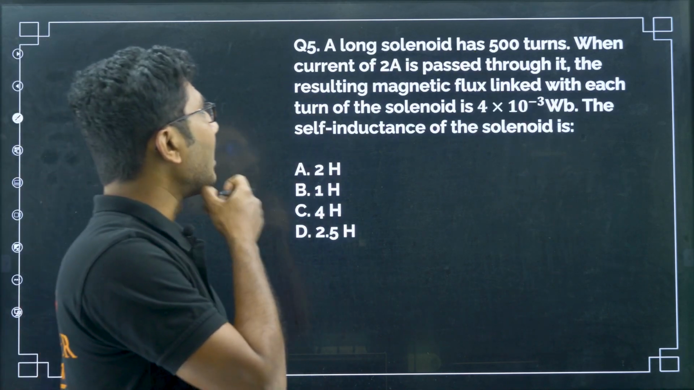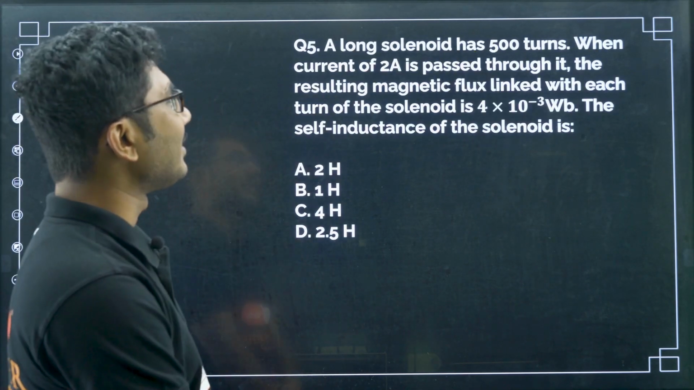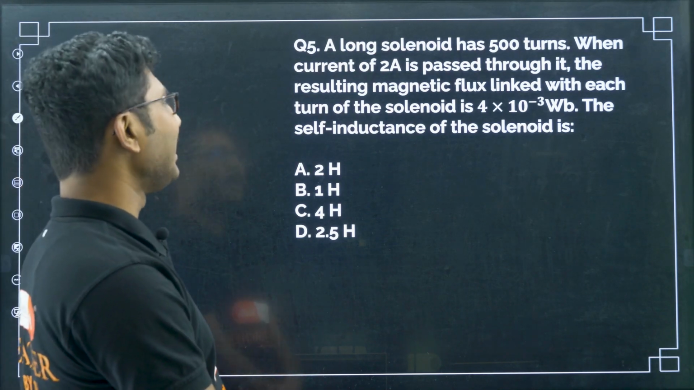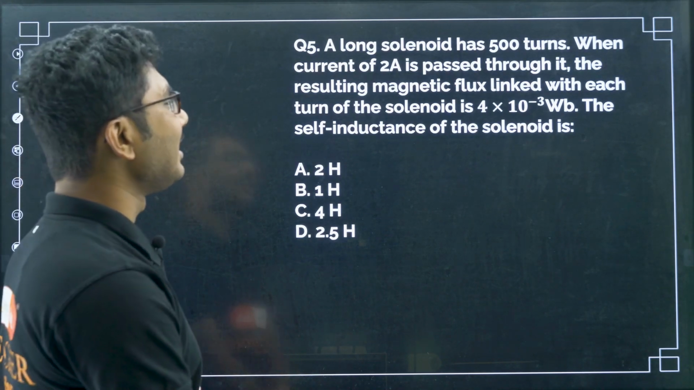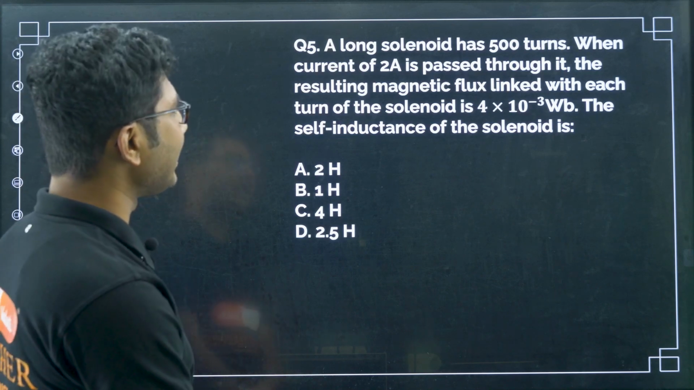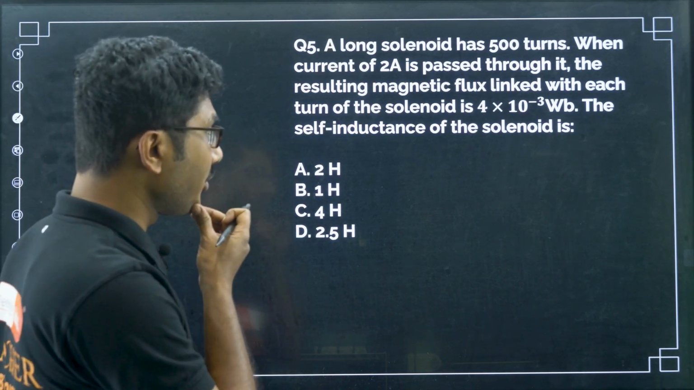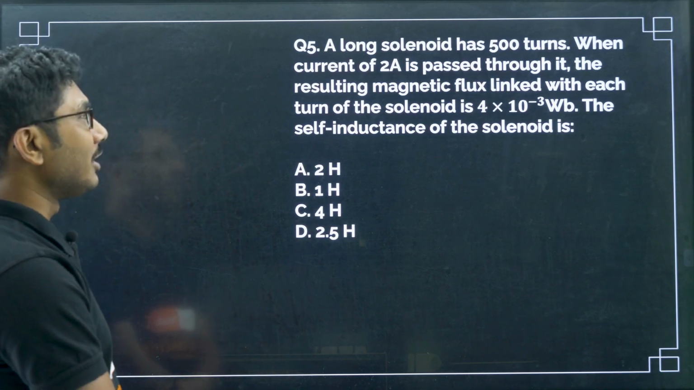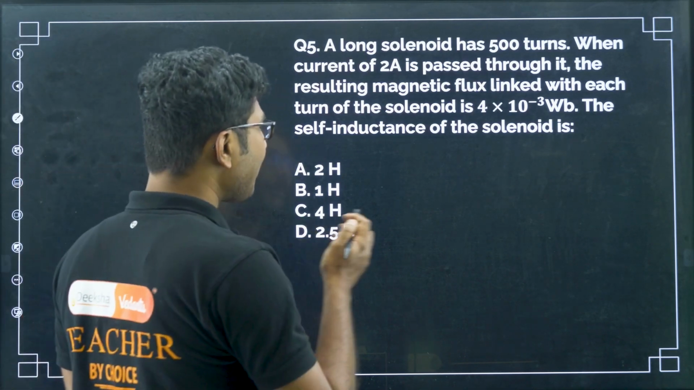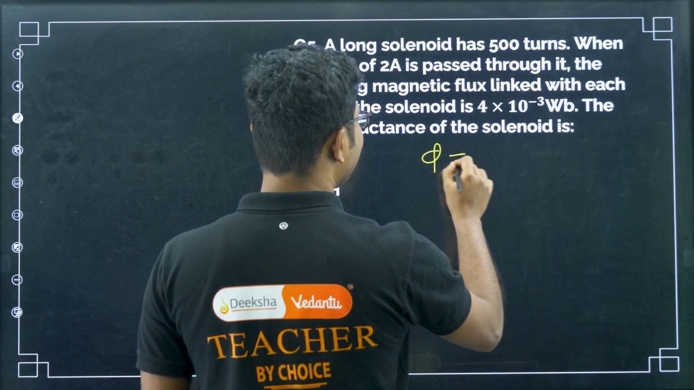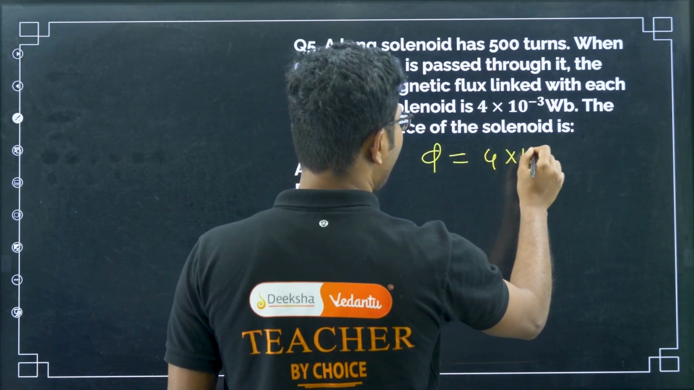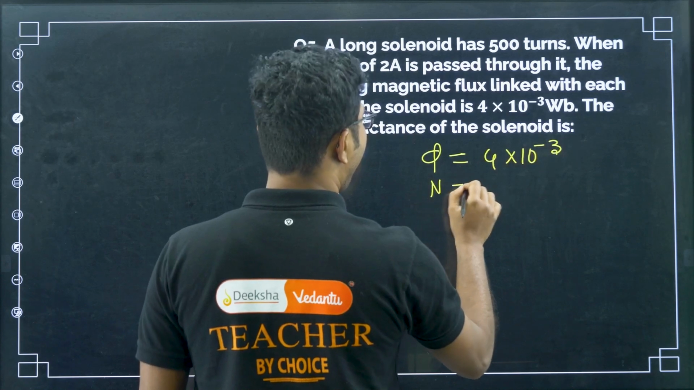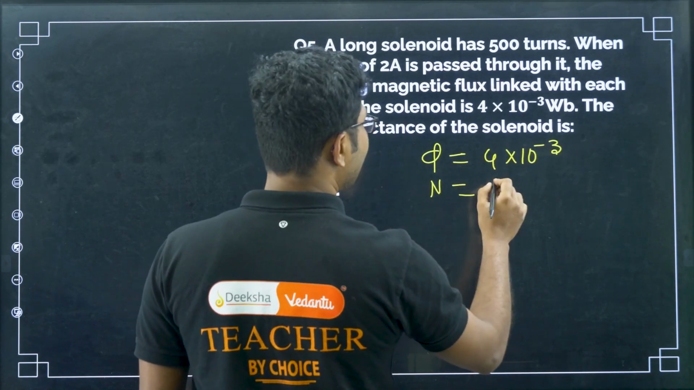Question number 5. A long solenoid has 500 turns. When a current of 2 ampere is passed through it, the resulting magnetic flux linked with each turn of the solenoid is 4 times 10 to the power of minus 3 Weber. The self inductance of the solenoid is? So, the magnetic flux linked is 4 times 10 to the power of minus 3, and the number of turns is 500.